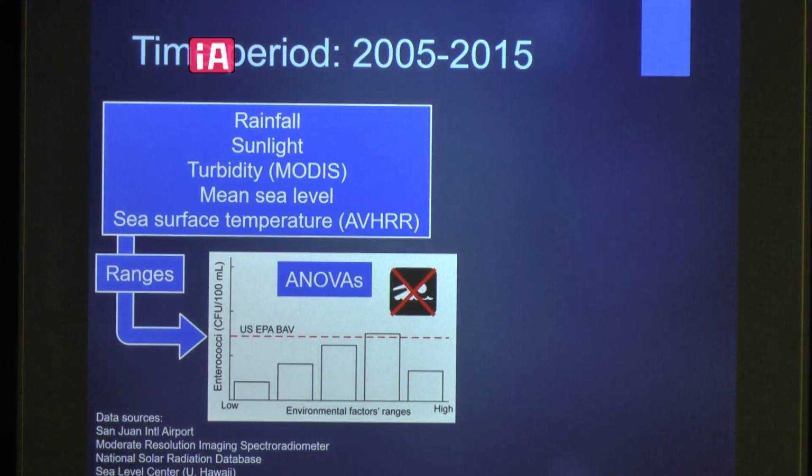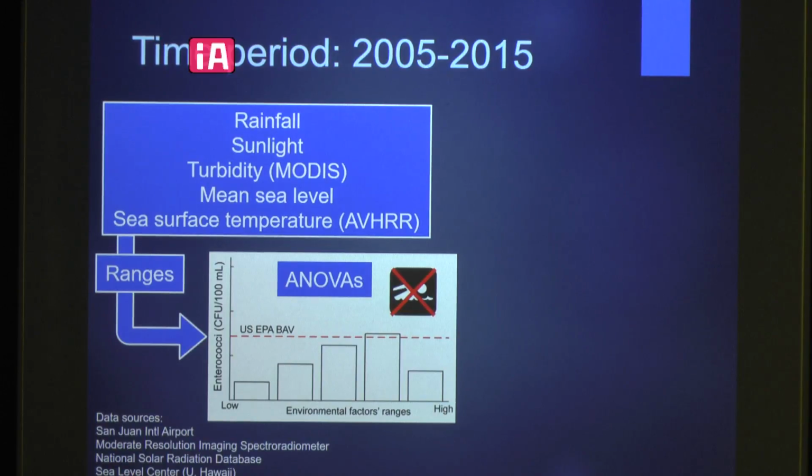The first thing that I did in order to understand these correlations and relationships was to divide this environmental data into specific ranges. The reason behind this is to better understand how specific characteristics of these environmental parameters can influence the concentration of these bacteria and whether they're going to cross that BAV value that suggests a public health concern. And I did a series of ANOVAs to understand significant differences between these bins.